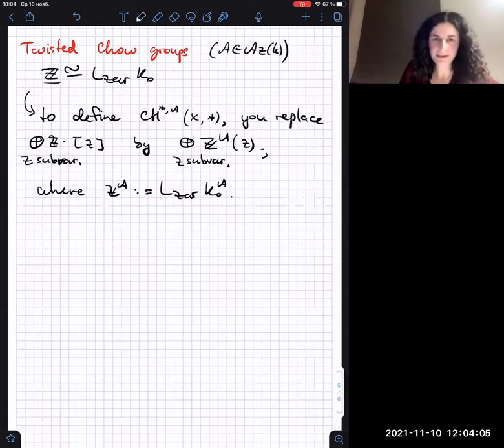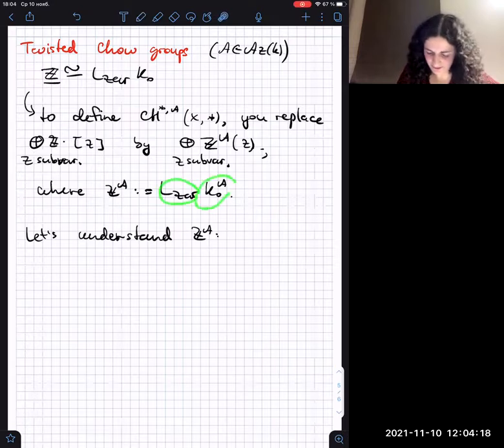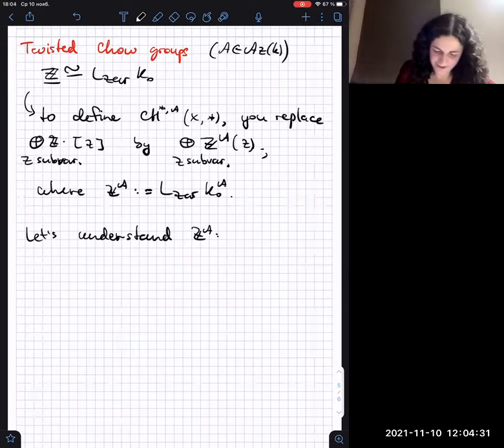To see this, let's understand the A. So who are those people? We need to understand the sheafification of this twisted K0. And that is rather easy. This twisted K0 is maybe less explicit, but twisted integers are great. And the reason for that is as follows.